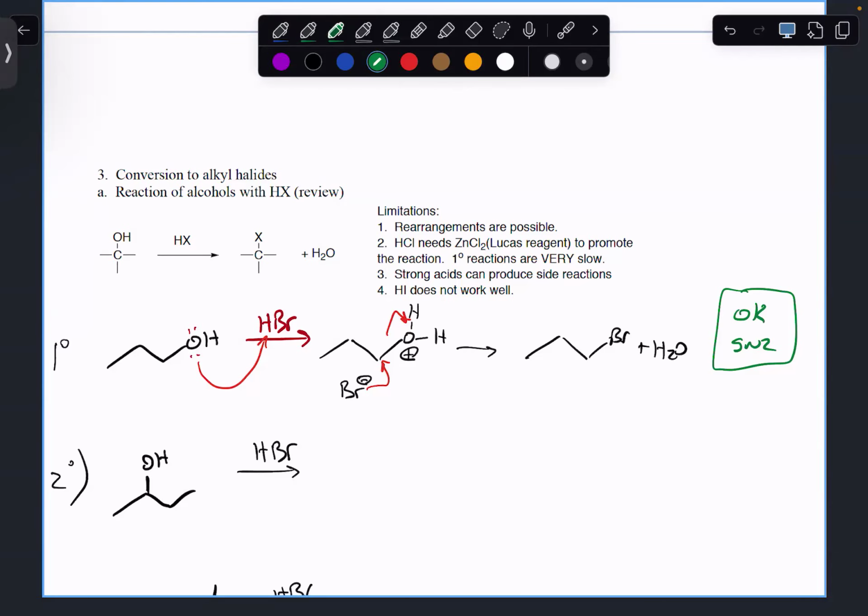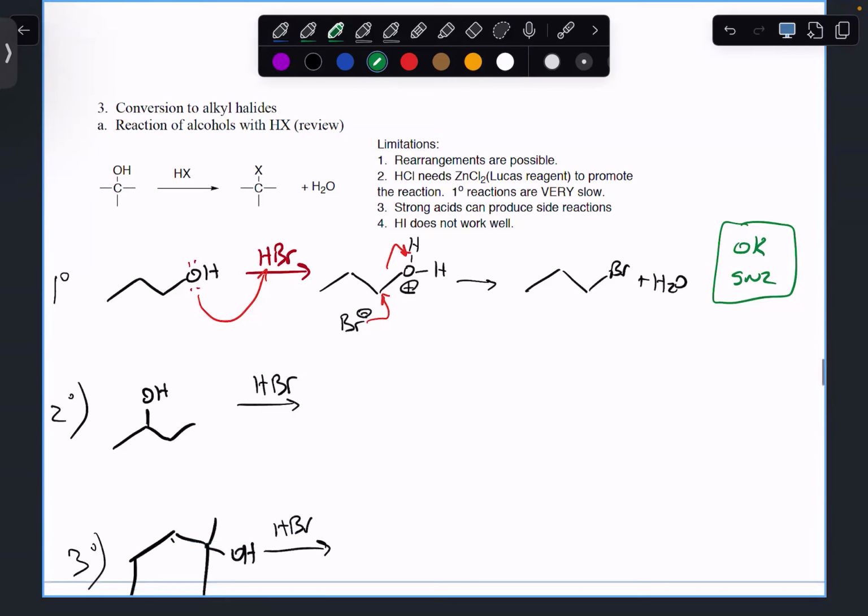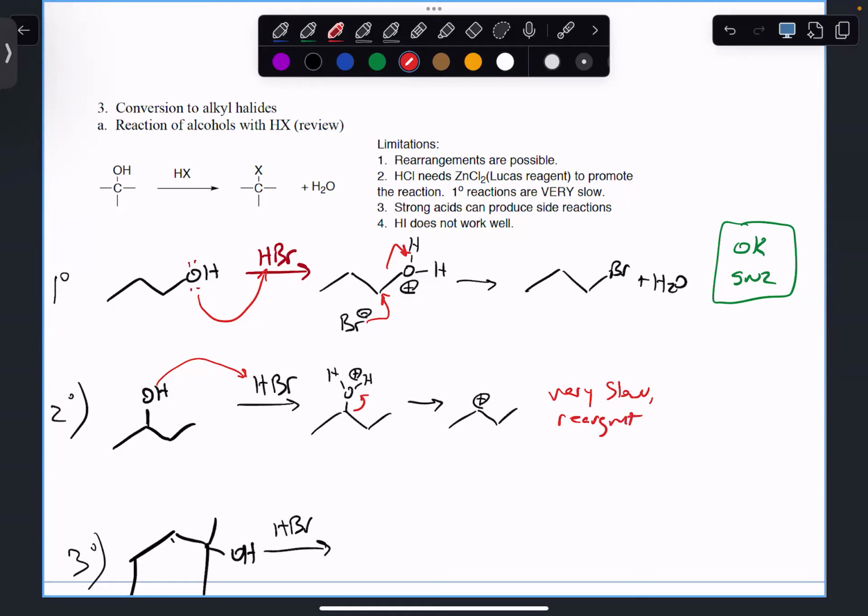All right. With secondary alcohols, this becomes rather tricky because with a secondary alcohol, this is going to go SN1. And it turns out that that process of generating the secondary carbocation is very, very slow. Rearrangements are possible. This is not good.